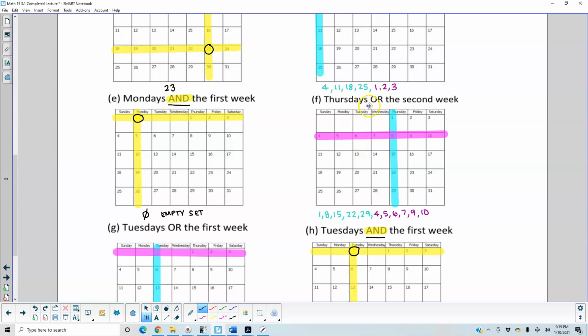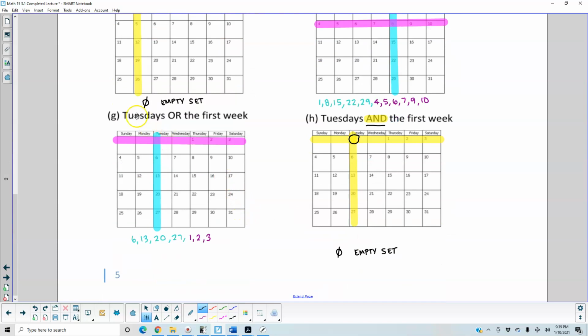For part F, Thursdays or the second week. So we're going to go ahead and draw a line through Thursdays and then draw a line through the second week. Now again, this is or, so we're going to include all of them. We're combining all of them. So for Thursdays, we have 1, 8, 15, 22, 29. And then through the second week, we have 4, 5, 6, 7, 9, and 10. And we do not have to include 8 again because we've already included it for the Thursdays.